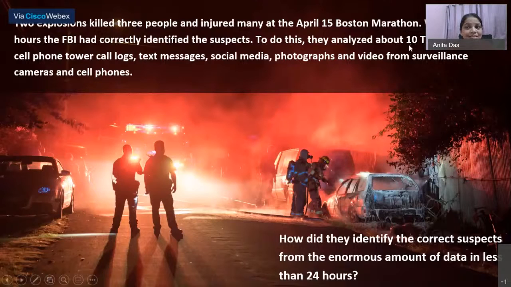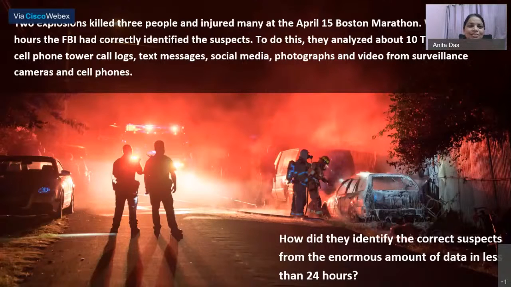Now, to analyze this amount of data to get some information about the culprits, how much time will it take? That's the question here. If we use any conventional technology to analyze this much data to reach the suspects, it may take days, weeks, months, maybe years. But that will not help them, isn't it? Once such an incident happens, we need to reach the suspects as soon as possible so that we can avoid further unpleasant incidents, right?